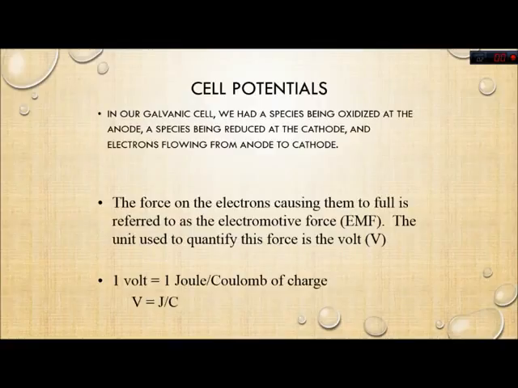Now in our galvanic cells, we had a species being oxidized at the anode, a species being reduced at the cathode, and electrons flowing from anode to cathode. The force on the electrons causing them to flow is referred to as electromotive force, EMF. The unit which quantifies this voltage is called the volt, given as V, and we know a volt equals a joule per coulomb.